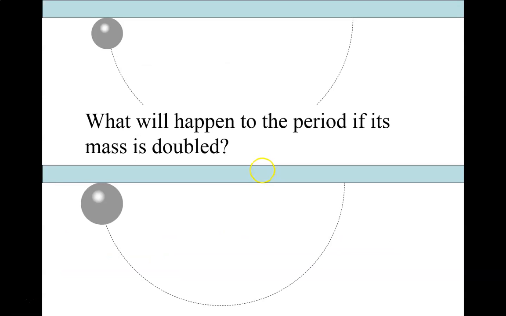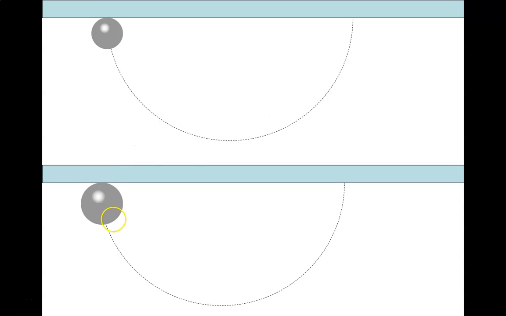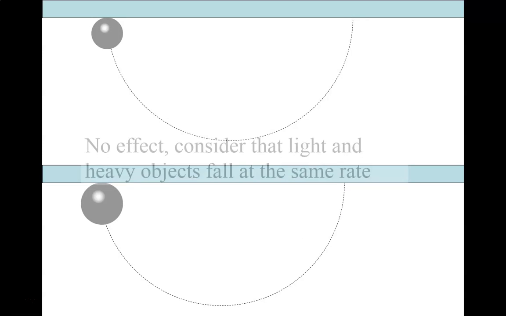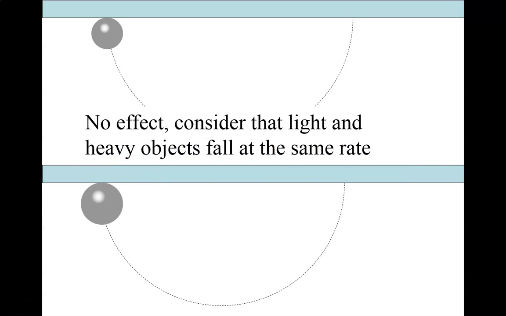So what will happen to the period if the mass is doubled? Okay, so here we've got a pendulum with period and mass m. Here we've got a pendulum with mass 2m. What did your experiments tell you? Let's see what this shows. It shows that it does not depend on the mass. So the period does not depend on the mass, so that will not show up in our pendulum equation.